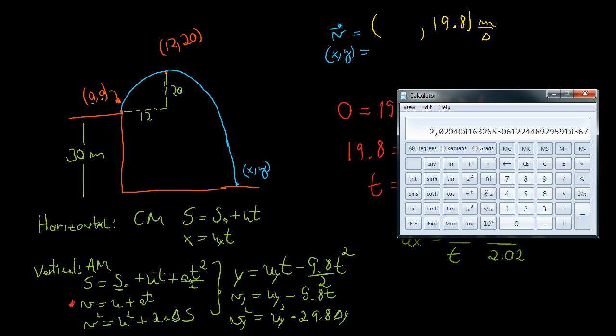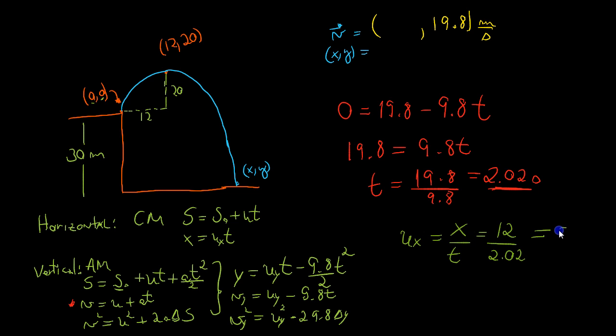All right, so bring out the calculator. Should be close to 6. 12 divided by 2.02, 5.94. So this is 5.94 meters per second. Okay, so we now have our initial velocity vector. Okay, it's 5.94. I'm just gonna round it to 5.9. So this is the initial velocity vector, 5.9, 19.8 meters per second.